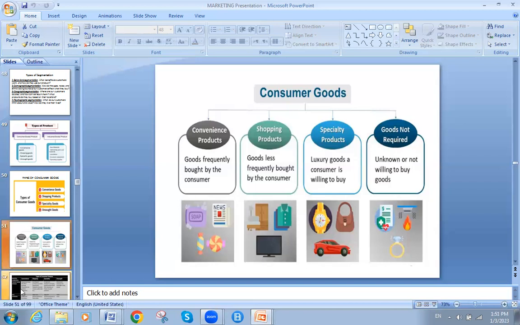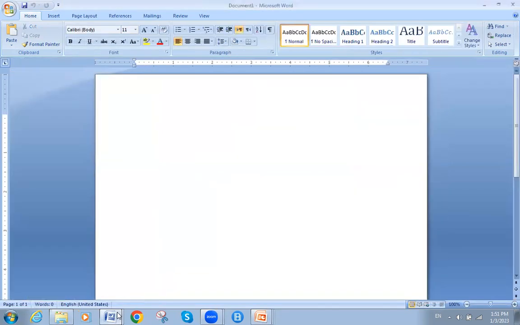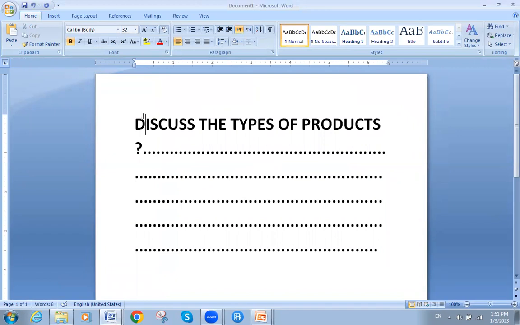Those are the topics we talked about today, and we covered them in this question about discussing the types of products.